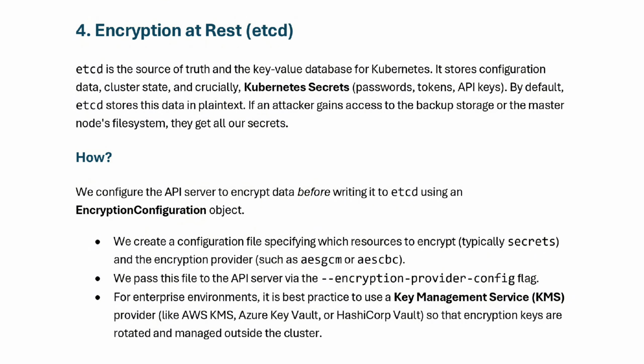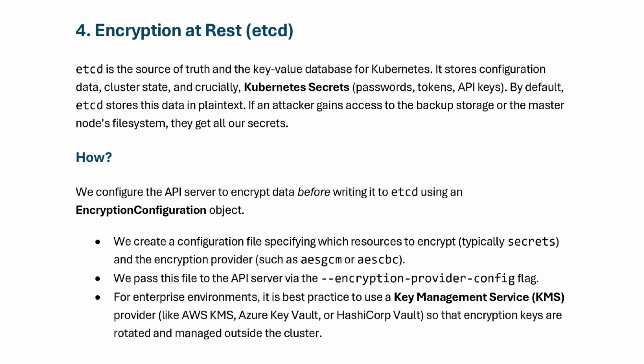So to encrypt the secrets or sensitive information stored in etcd, which is like the database for Kubernetes, we can take the help of encryption providers like AES-GCM or AES-CBC by creating a configuration file and specifying the resources, like secrets, to be encrypted, and then we pass this file to the API server via the encryption provider config flag. And for enterprise environments, it is best practice to use a key management service, KMS, provider like AWS KMS, Azure Key Vault or HashiCorp Vault. So the encryption keys are rotated and managed outside the cluster.